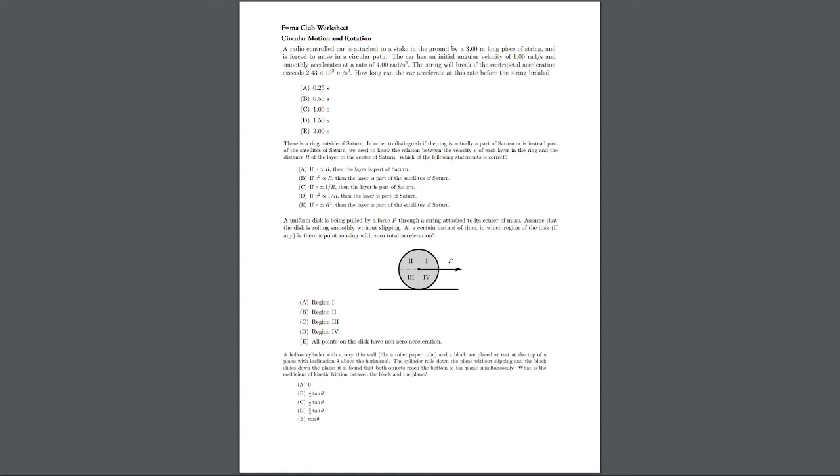So, next problem, right? A hollow cylinder with a very thin wall and a block are placed at rest at the top of a plane with inclination theta above the horizontal. The cylinder rolls down the plane without slipping. That's a big thing. The block slides down the plane. It's found that both objects reach the bottom of the plane simultaneously. What is the coefficient of kinetic friction between the block and the plane? This is actually a very tricky problem. Let's start going through it then. So, we have a plane, right?